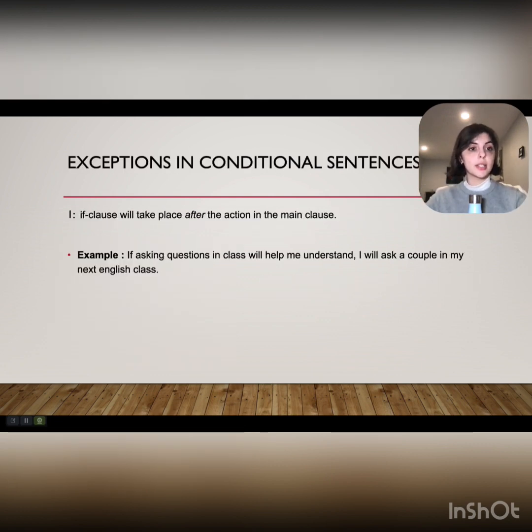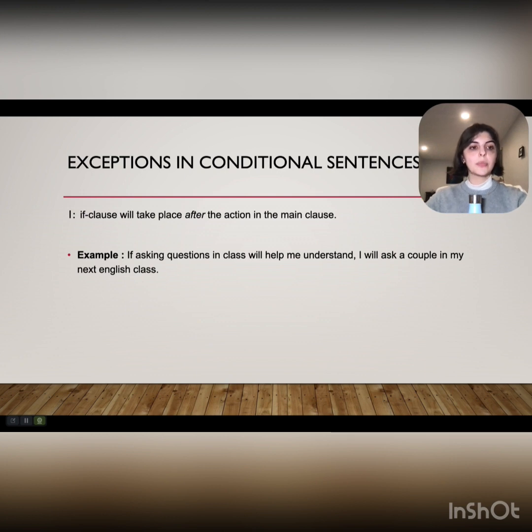Exceptions in conditional sentences. As with most topics in the English language, conditional sentences often present special cases in which unique rules must be applied. The use of the simple future in the if clause. Generally speaking, the simple future should be used only in the main clause. One exception is when the action in the if clause will take place after the action in the main clause.